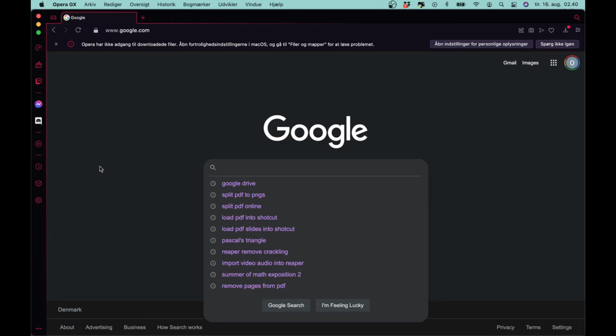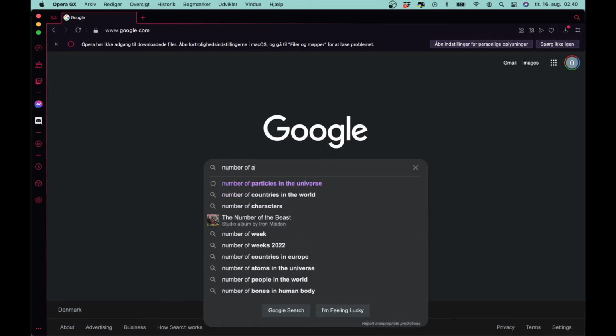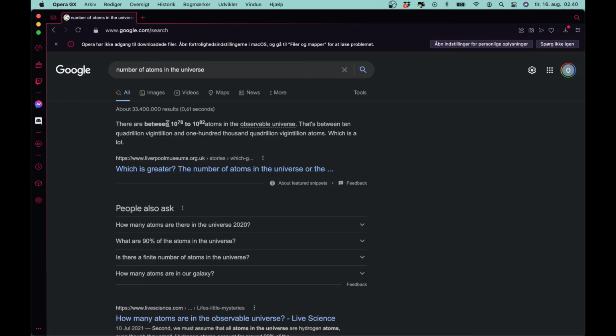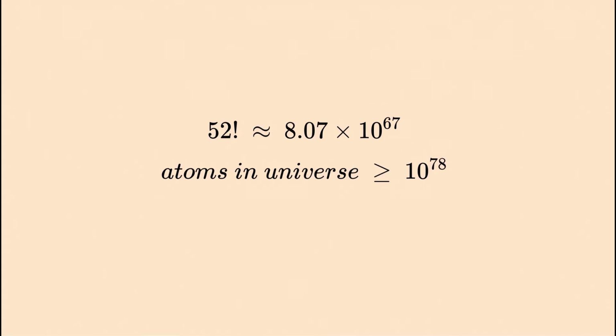If 52 factorial is bigger than the number of atoms in the universe, then it could be possible that we surpass it before we hit 52 factorial. So 52 factorial isn't exactly bigger than the number of atoms in the universe, so no amount of shuffling will give us more arrangements possible than this.